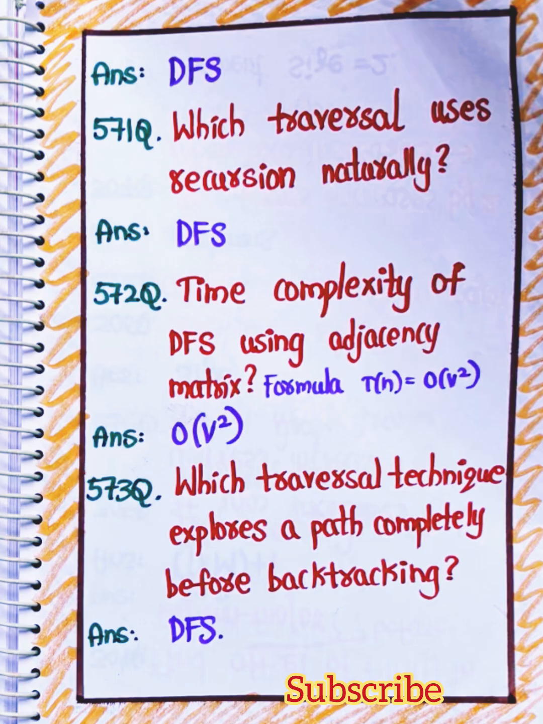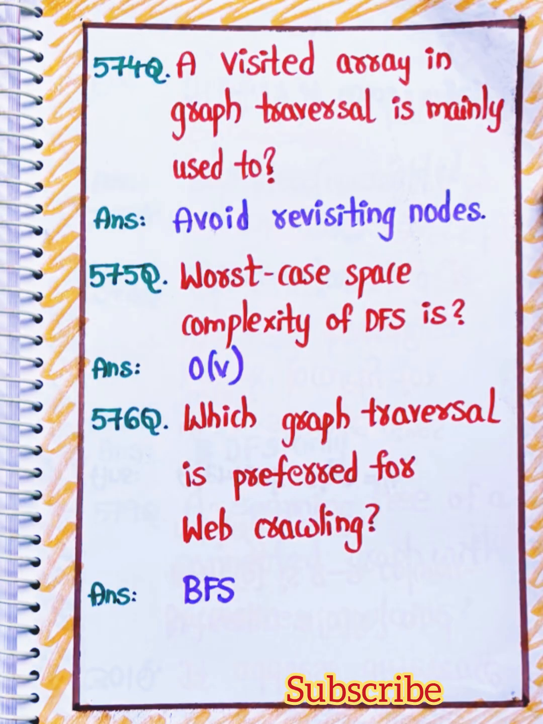Which traversal technique explores a path completely before backtracking? DFS. A visited array in graph traversal is mainly used to avoid revisiting nodes. Next question. Worst case space complexity of DFS is O of V.